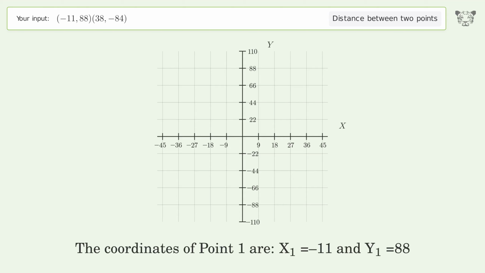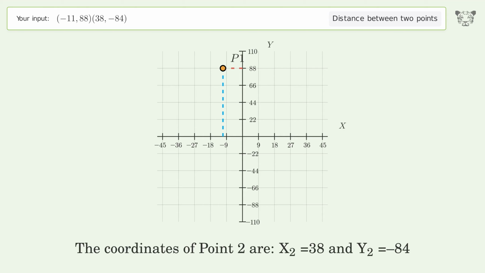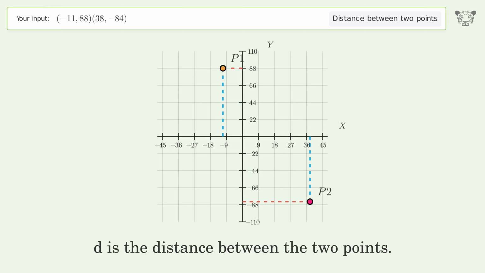The coordinates of point 1 are, x1 equals -11 and y1 equals 88. The coordinates of point 2 are, x2 equals 38 and y2 equals -84. D is the distance between the 2 points.